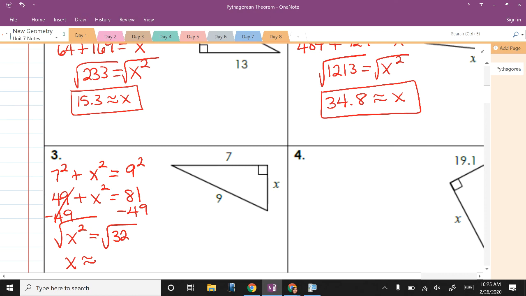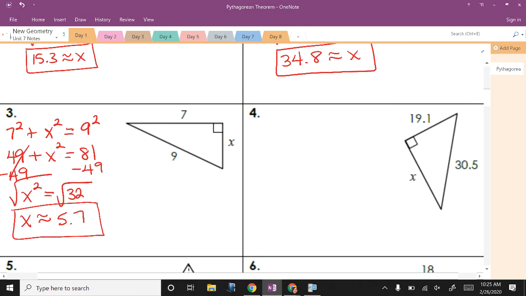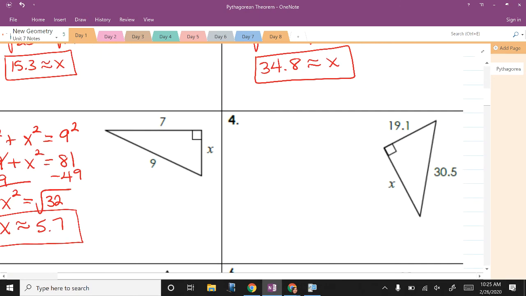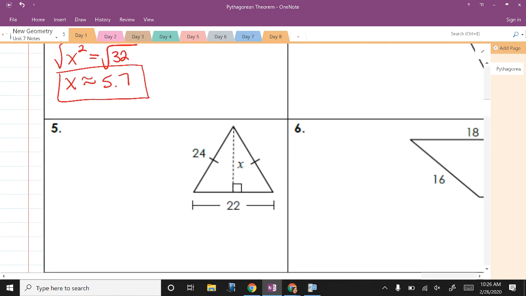Anybody having trouble typing square roots into their calculator? All right. And 9 should be the hypotenuse. Is it still the longest side? Yeah. All right. Can we skip number 4? It's kind of the same thing. Yeah. Number 4, you're looking for a what? A leg, right? So you put it in for A or B. Very good. Look at number 5.